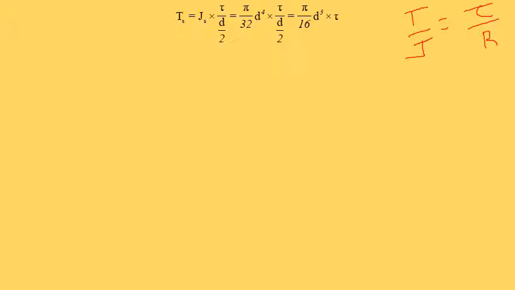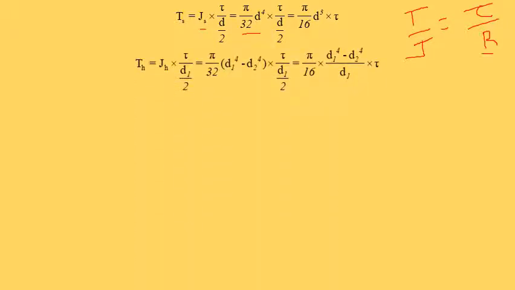Here, in case of a solid shaft, we are going to represent it by Ts, that is the torsion of a solid shaft. Js represents the polar moment of inertia for the solid shaft, tau by R. In place of R, we are substituting diameter by 2. For the solid shaft, the polar moment of inertia equation is pi by 32 into d to the power of 4. So pi by 32 into d to the power of 4 into tau divided by d by 2. After simplifying this, we got Ts equals pi by 16 d cube into tau. So this is for the solid shaft.